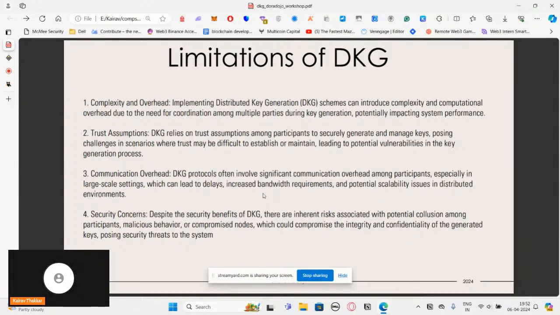Trust assumptions. In the previous slide, I mentioned trustlessness. When we're talking about trust assumptions, we are talking about the generating parties, the generating nodes involved. We're not talking about the mechanism in between the generating parties and the final key generated. The mechanism in between is trustlessness, that we don't have to trust any individual.